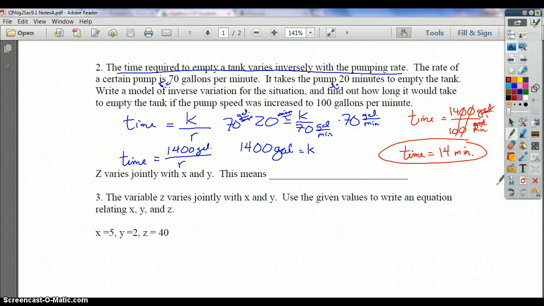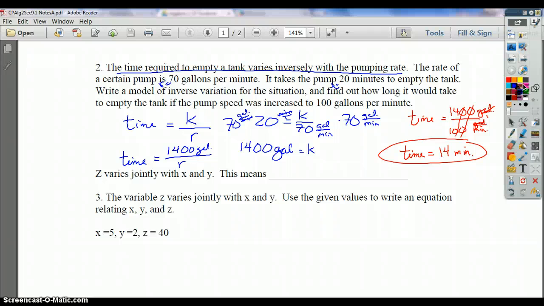So instead of taking 20 minutes to empty that tank, 14 minutes would be it. Where would you use this? The Panama Canal is a huge one, where they're actually doing that now, rebuilding the canal down there in Panama. So if you're interested, look that up.